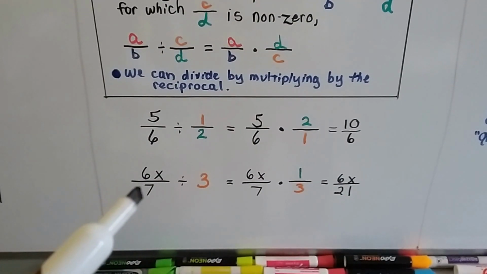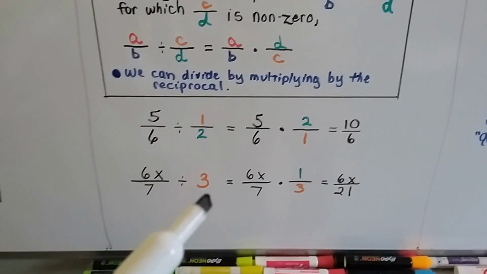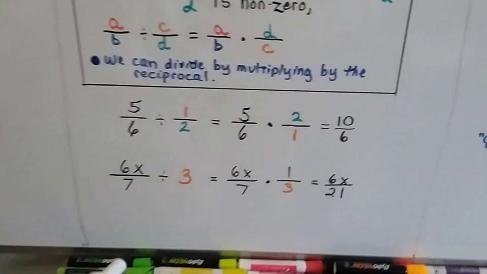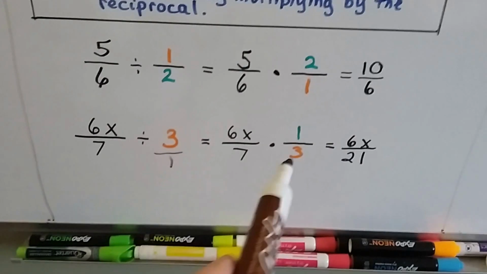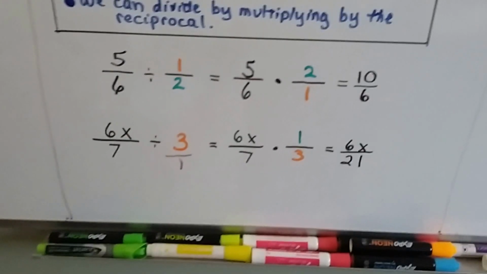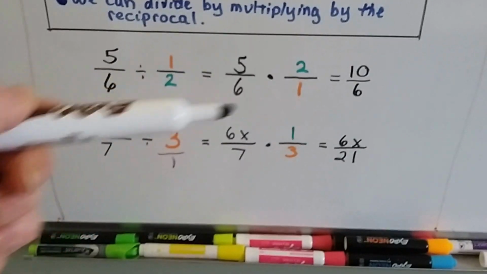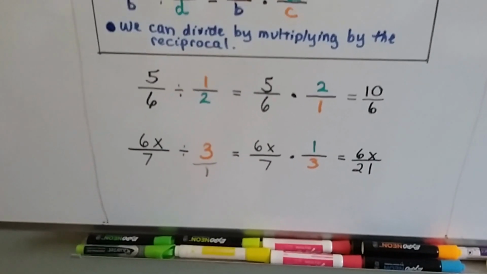If we have 6x over 7 divided by 3, we can put him over a 1, couldn't we, to turn him into a rational expression or a fraction? Then his reciprocal is going to be 1/3. Then we can just multiply straight across. We get 6x over 21, see?